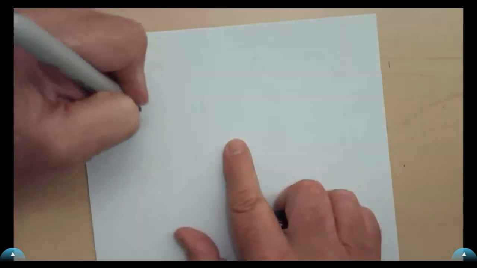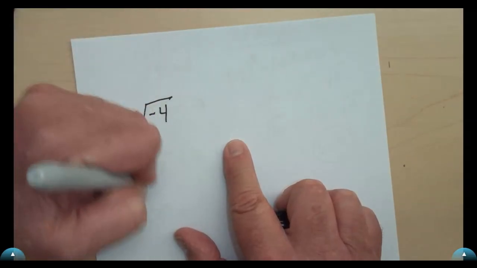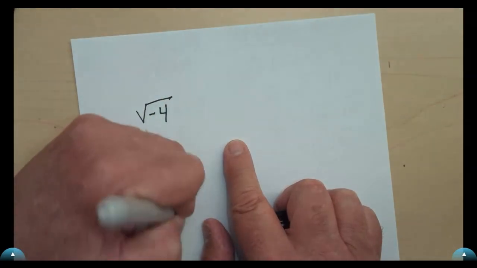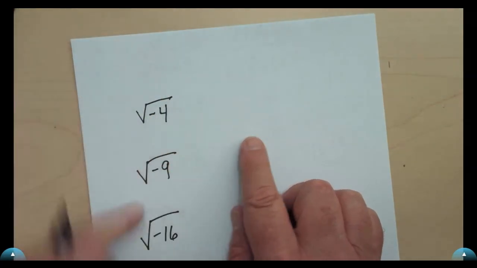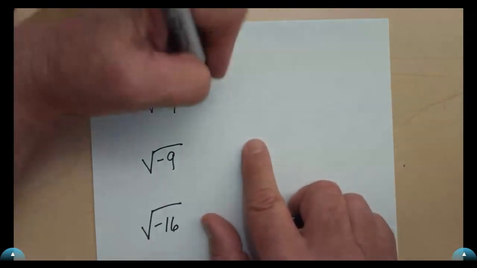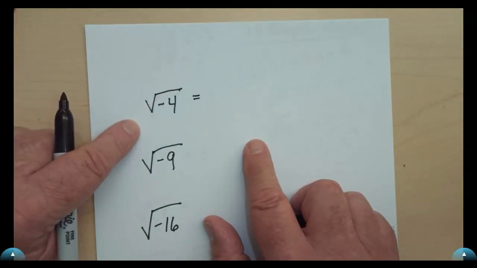So let's look at some of these negative situations. So we had the square root of negative 4, or the square root of negative 9, or the square root of whatever, negative 16, and so on. Okay, so here's what I can do if I'm trying to figure out what to do with the square root of negative 4.